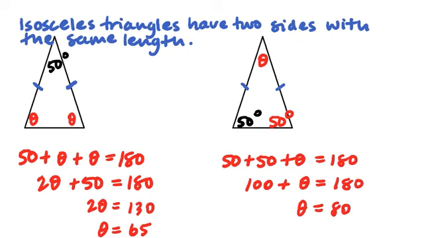Now, you look at that triangle, and you know this is not an 80-degree angle up at the top, right? Remember, the figures are not drawn to scale, so you have to just use the information that you're given to solve the problem.